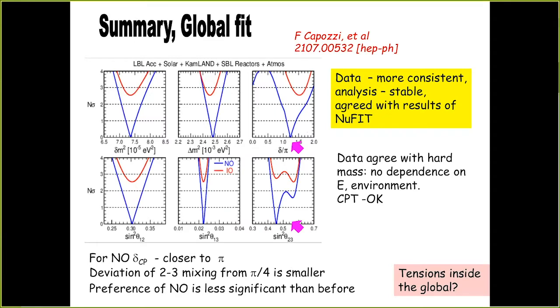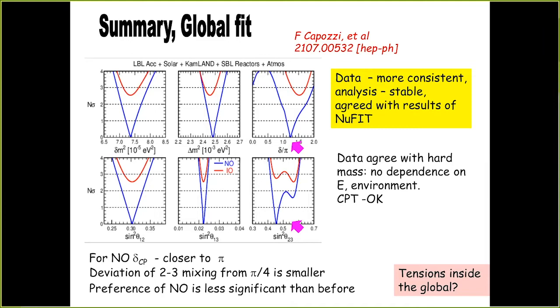So this is the summary of the analysis of all experimental data. This is a recent paper, and a few things to mark. One is that normal ordering is preferable at about 2.5 sigma. So red is inverted and this is normal. Now, we have the CP phase, which is now closer to pi, and the deviation of 2-3 mixing from pi over 4 is smaller. So all these things will have some impact on future studies.